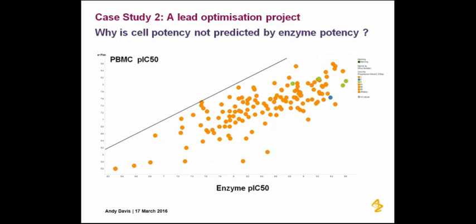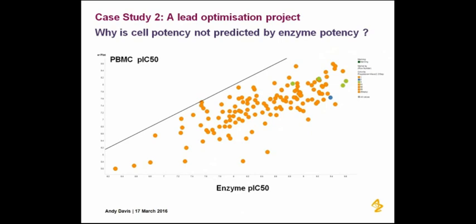Here's another example that's very similar in this case study. It's another one of my projects. It's not the same one as previously. We have an enzyme assay and we have a cell assay where there's a drop-off between the two. So can we understand the drop-off? Is it understandable? Which activity should we use to make our human dose predictions?